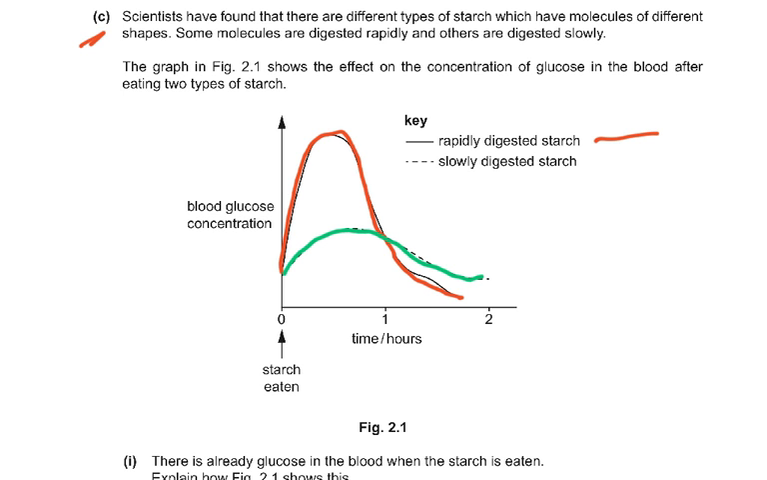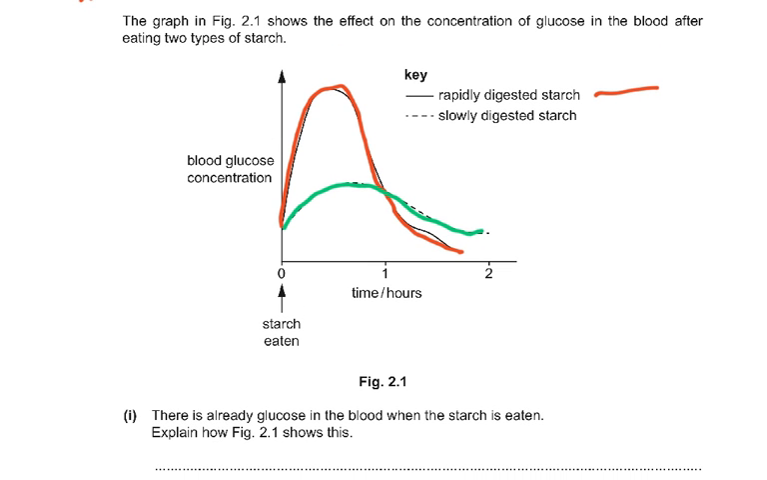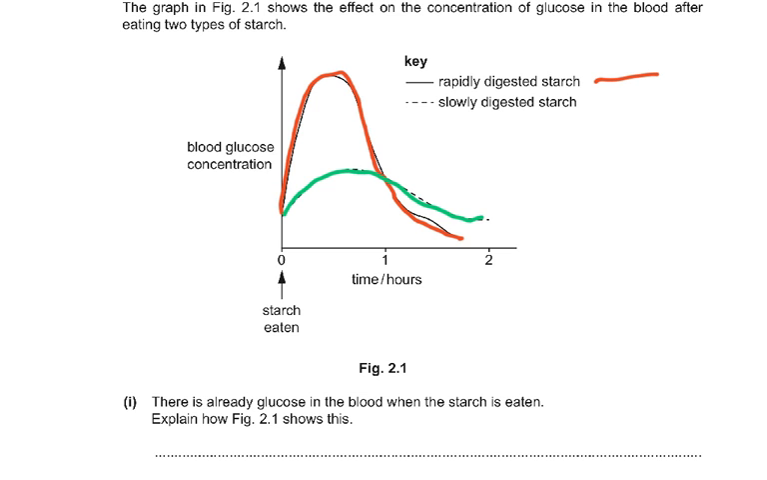Now, it says there's already glucose in the blood when the starch is eaten. Explain how figure 2.1 shows that. Well, because it's starting from here, the blood glucose level. This is the zero. Zero is here. So it must be, say, 50 here, and then 100, and then 150. Whenever you're doing a graph, please always put some figures on the y-axis and the x-axis. X-axis, of course, has figures here in this situation. But in A levels also, I tell you, always put figures on the graph. So it was already 50 or 100 or whatever it was.